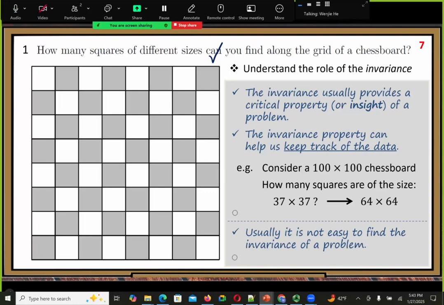Then, in the question I mentioned, I will give you a puzzle question where you need to find an invariance. That one is much harder, but very challenging and interesting. Also on the chessboard. It's a chessboard puzzle question.